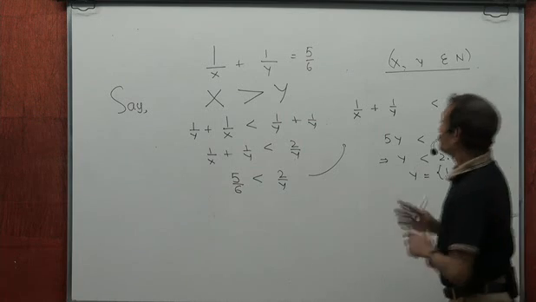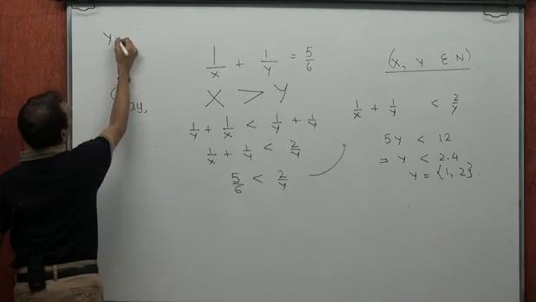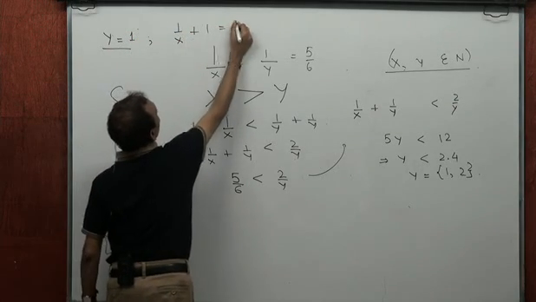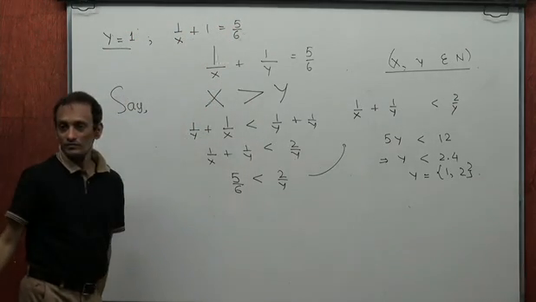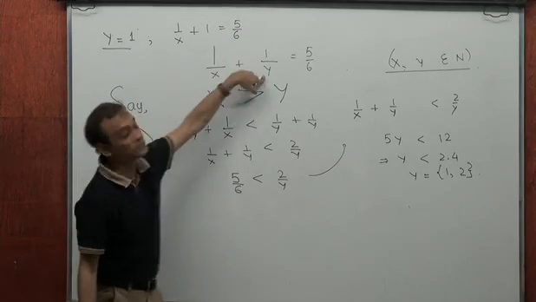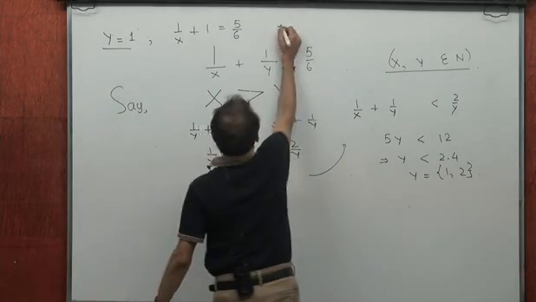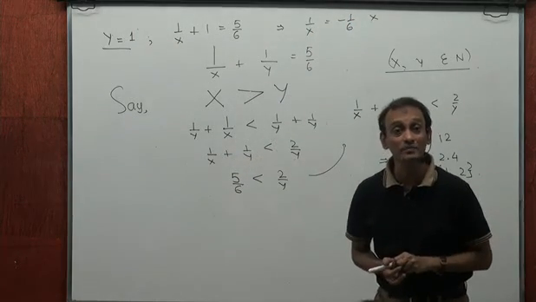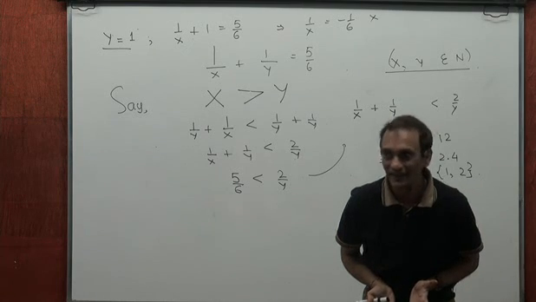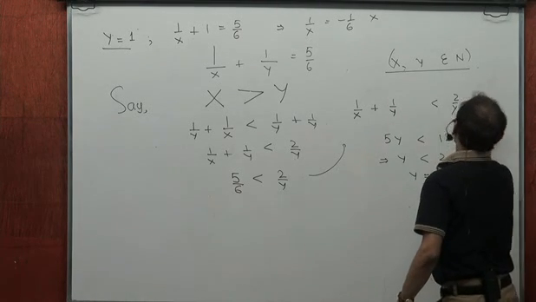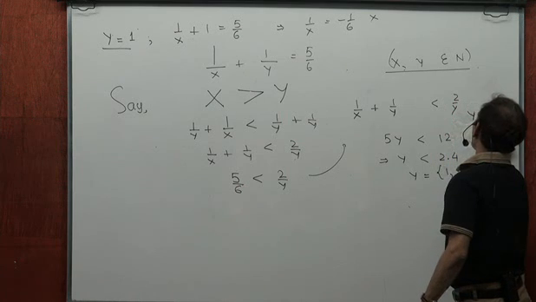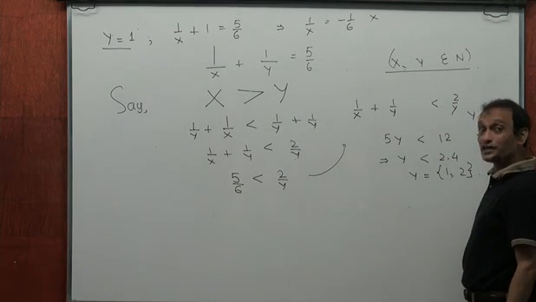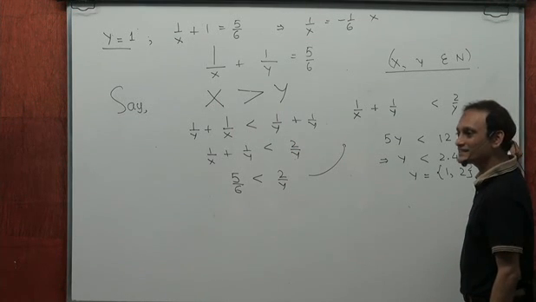Right? Now if you put y equal to 1, what do you get? If you plug in y equal to 1, you get 1 by x plus 1 is 5 by 6, or you get 1 by x as minus 1 by 6, which is not possible because x is a natural number. 1 by x cannot be negative, right? So y equal to 1 is junk. It could be ruled out. y equal to 1 doesn't give me a natural number value of x, right?